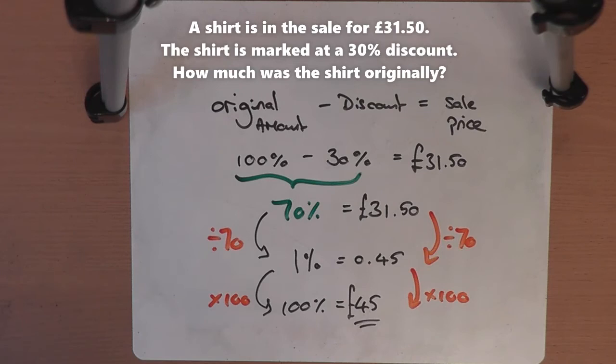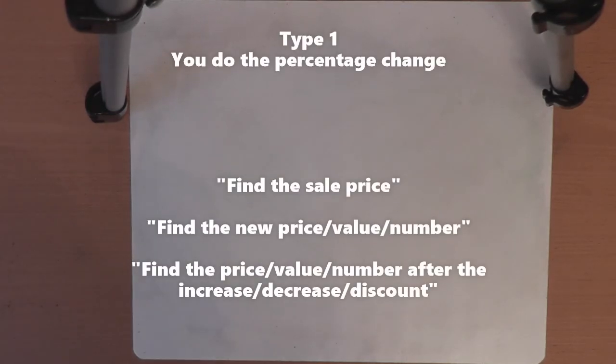And see, this question is a second type of increase or decrease by a certain percentage question, where the percentage change has already happened and we are trying to undo it. And you have to be able to look at these questions and work out whether it's a type 1 where you do the change or a type 2 where the change has already been done for you and you're undoing it. And there are certain clues in the wording of the question. If a question asks you to find the sale price or the new price or the price after the increase or the decrease, then it's a type 1 question.